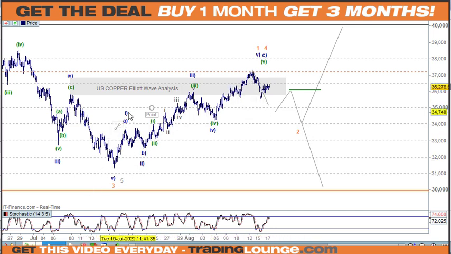If this is going to be 1, 2, 3, 4, 5 here, then we want an A and a B and a C. So next time we look at this, this will probably have matured more, and we'll have a place to put the B wave in, and we can look to go long over this side. But I need to confirm that first.